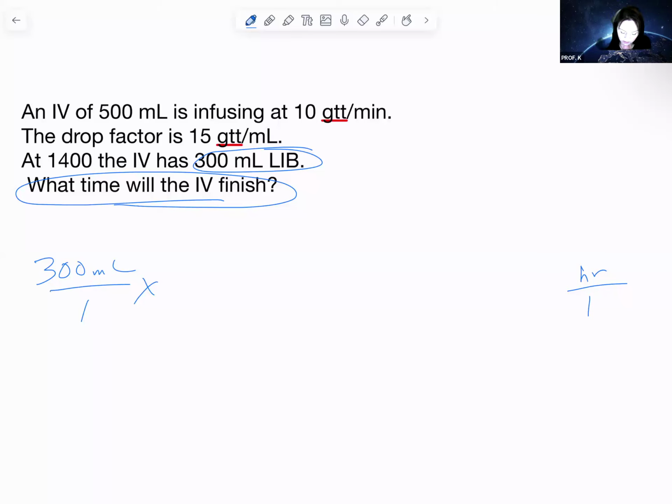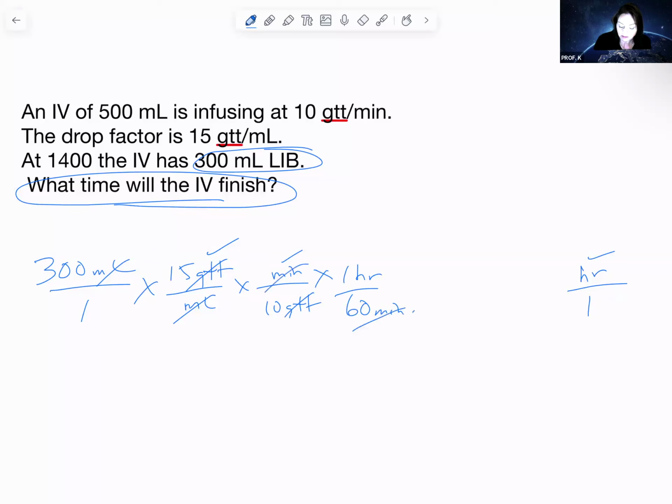Let's get rid of the unwanted. So I get rid of milliliters by using 15 drops per milliliter. I cross off my milliliters. Now, how do I get rid of drops? I'm going to use my problem. 10 drops per minute. Beautiful. Cross off my minutes. Now, how do I get minutes to hours? Not a problem. 1 hour is 60 minutes. Give me a challenge, Professor. Come on. That leaves me with hours.